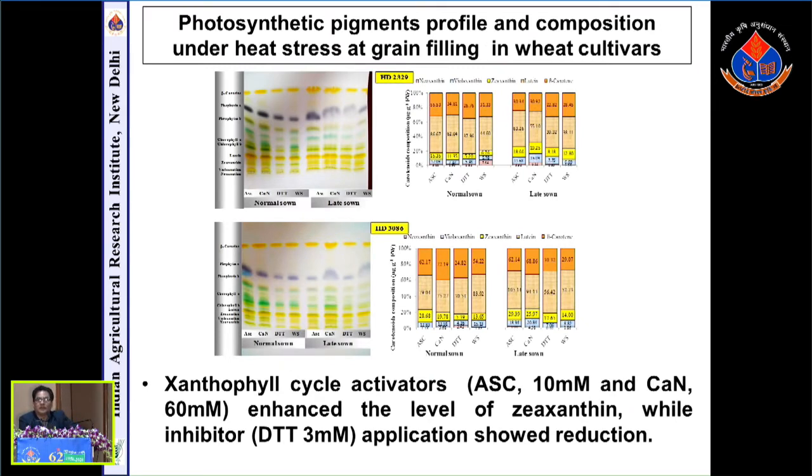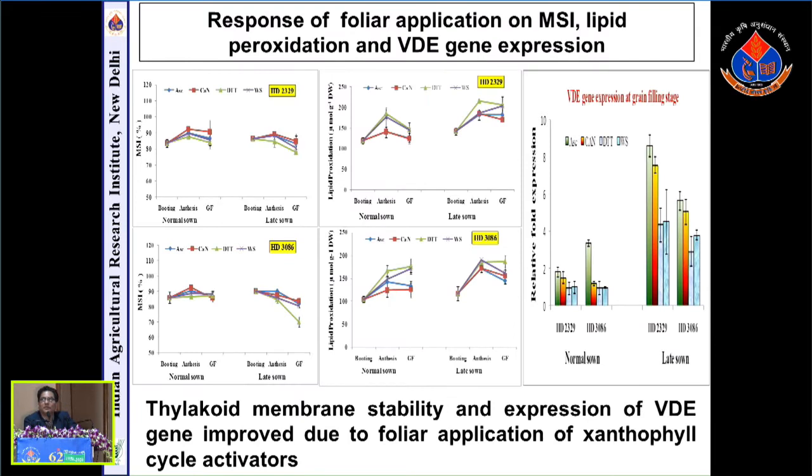It was found that in both the genotypes, the level of xanthophyll content increased with the application of these activators, that is, ascorbic acid and also calcium nitrate, and the level was lower when the inhibitor DTT was used. Similarly, in response to foliar application, the membrane stability index improved and lipid peroxidation was lower, and the expression of the VDE gene, which is mainly involved in the biosynthesis of the xanthophyll cycle, was improved by the application of these activators.